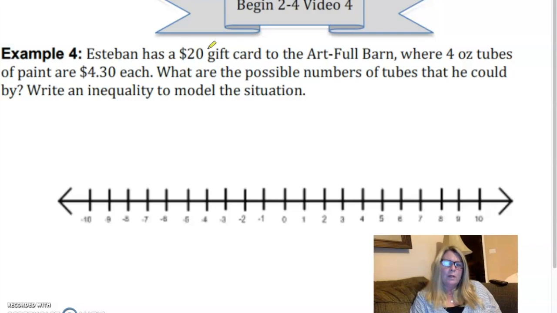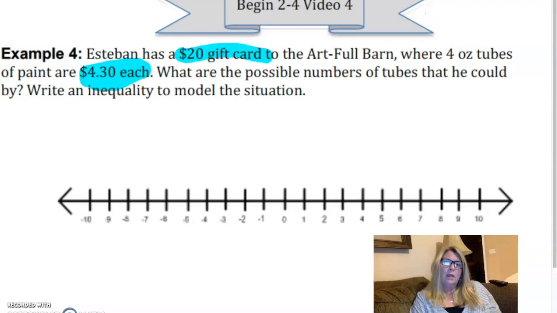So what's important up here? It's important that he has a $20 gift card. Okay? So that means he can only spend $20. It's also important how much the paint costs. A tube of paint is $4.30. The 4 ounces, it doesn't really matter. We're only going to buy 4 ounce tubes, so that's not going to play a part in our equation.